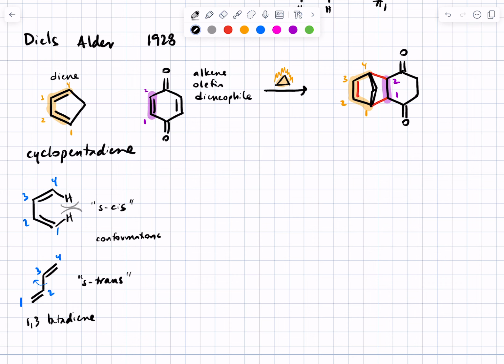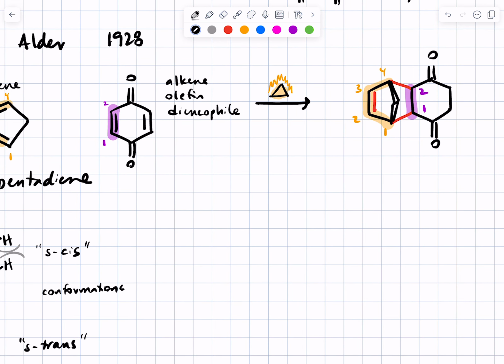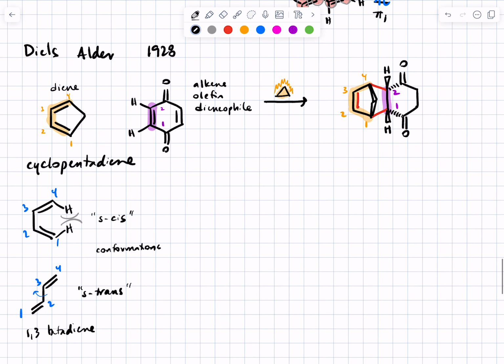And then we still need to show the 2 hydrogens that were implied on purple carbons 1 and 4 and figure out where they ended up. So I think from our perspective here, it's probably best to do the hydrogens as wedges and then maybe these 2 bonds as dashes. Okay, that's one of the 2 stereoisomers that you observe.